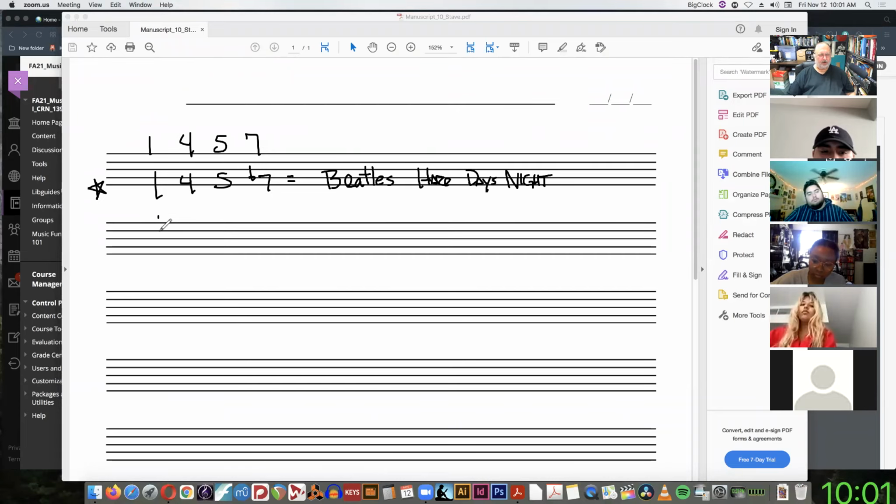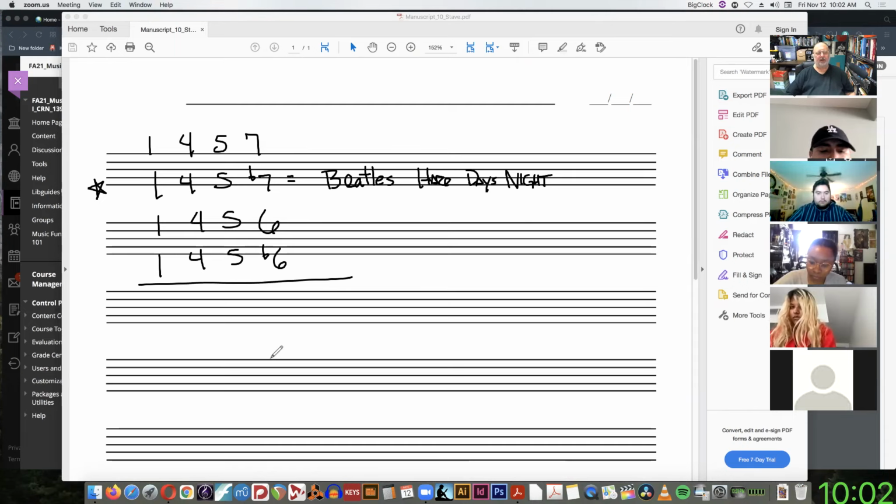Keep going with this, right? 1, 4, 5, what? 6, right? And then we got 1, 4, 5, flat 6, right? Okay, so that's modifications. Using 4 instead of 3. These are all the modifications of the 7th. Now we got the modifications of the 5th.